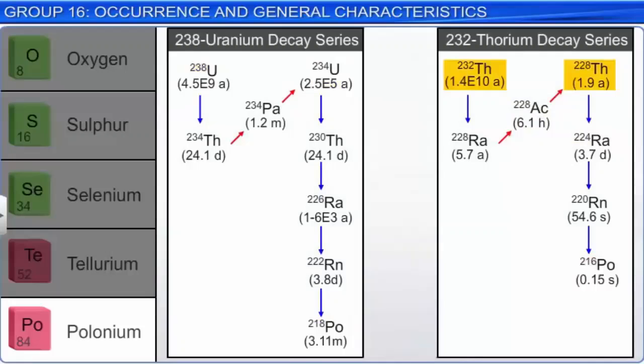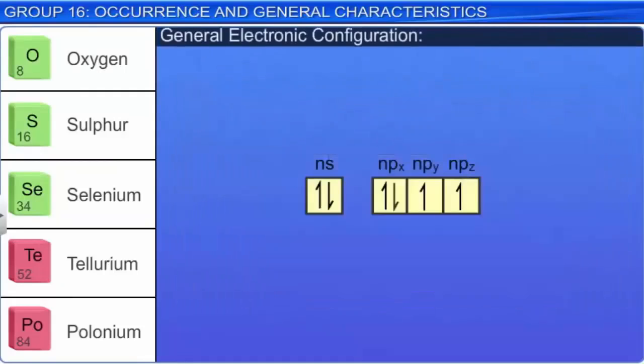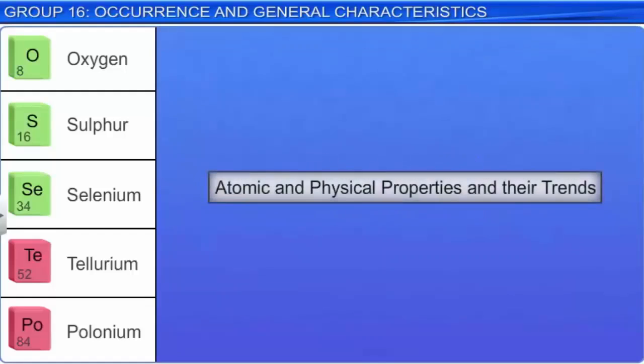Look at the electronic configuration of these elements. All the elements of this group have 6 electrons in their outer shell and have the general electronic configuration of ns2np4. Now, let's look at the atomic and physical properties and their trends in these elements. Let's begin with the atomic and ionic radii of these elements.